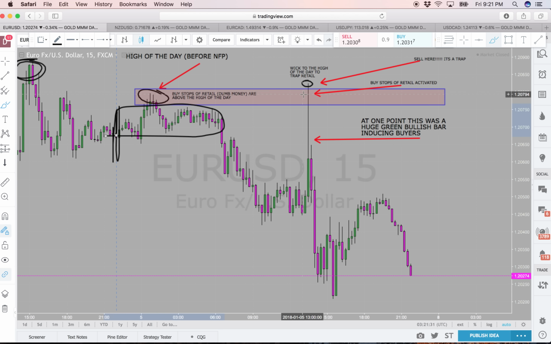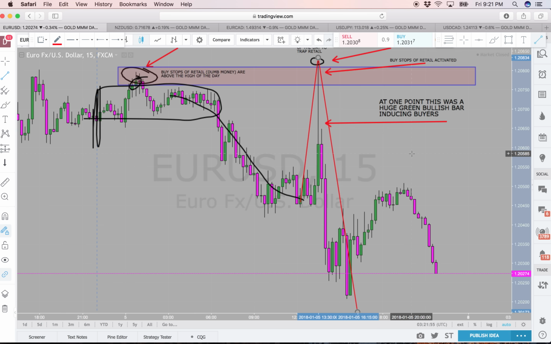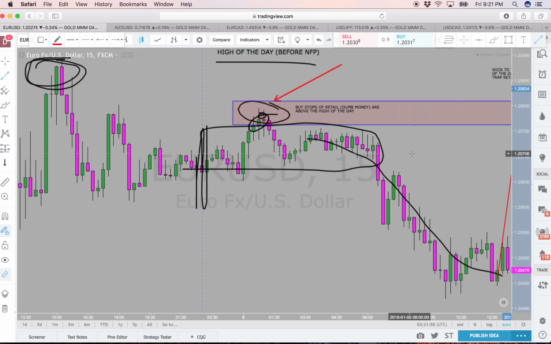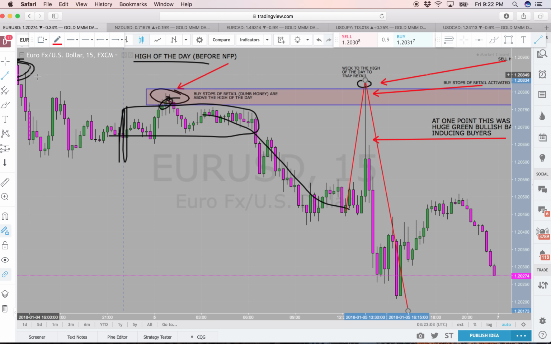So here's the high of the day before NFP. An Asian session created that high. Now price came down, and if you are in our group, forexalerts.online, this was basically my analysis. Literally, that was my analysis when price was right here. It was minutes before NFP. I sent this out. Price did exactly what I expected.